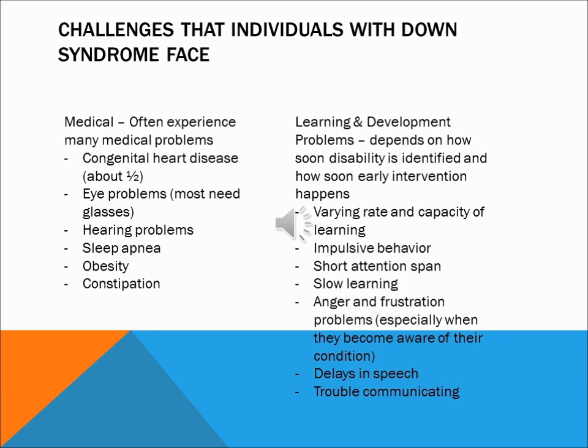And some of the learning problems that these individuals have are impulsive behaviors, short attention span, slow learning, delays in speech, and trouble communicating. They also learn at a varying rate and capacity. And later in life, when they become more aware of their disabilities, they can have anger and frustration problems.